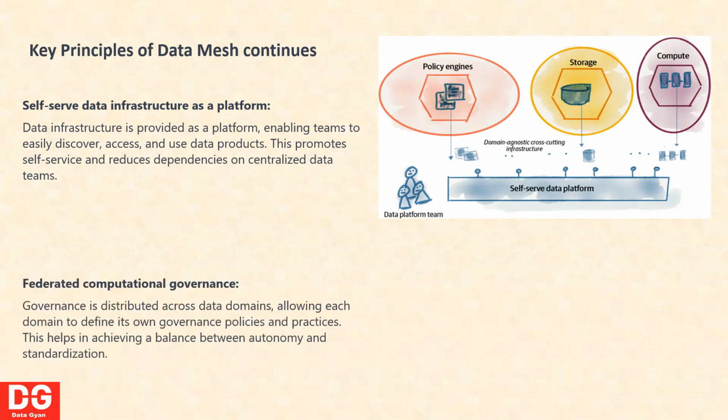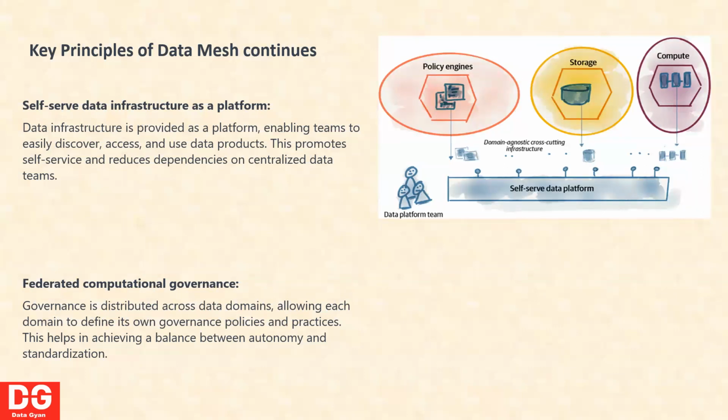Next principle is federated computational governance. Governance is distributed across data domains, allowing each domain to define its own governance policies and practices. This helps in achieving a balance between autonomy and standardization.